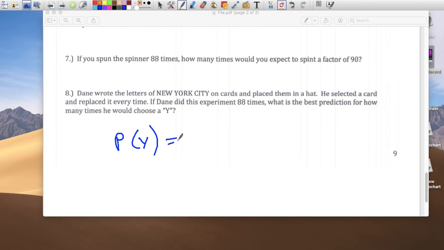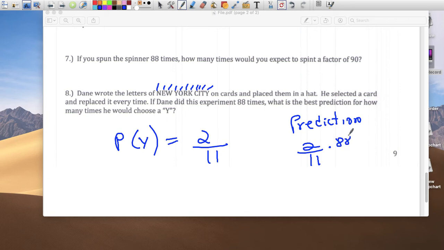P of Y. What's the probability of getting a Y? How many Y's here? There's two Y's. How many letters? 1, 2, 3, 4, 5, 6, 7, 8, 9, 10, 11. 2 out of 11 chance of getting a Y. So, prediction again. We're going to use 2 of 11. You're going to multiply it by 88 times. And if you multiply it, you're going to get 16. So 16 times it would land on the Y. Okay, and I think I'm done.